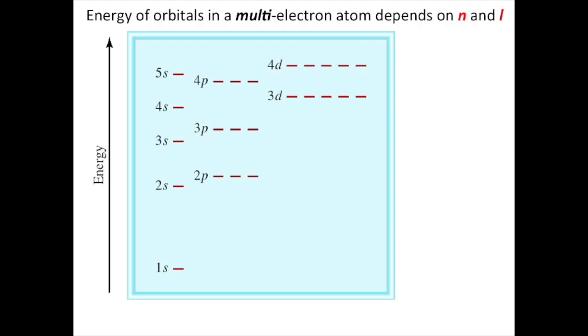So let's take a tour through this. So down here in the 1s, n equals 1, L equals 0. M sub L also equals 0 because when L equals 0, M sub L also has to be 0.